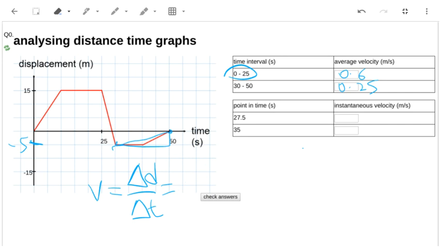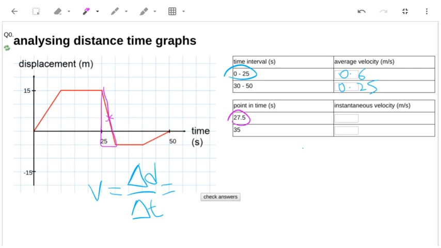Now I'm going to do some instantaneous velocities. It's not that different, but you're just given one time, 27.5. So if I look carefully, it's this point here on the line. Now, the triangle that you need is essentially a tangent if you've got a curve. That's something for a different video, I think. But in this case, we're just going to take the biggest triangle that we can that still fits onto the straight part.